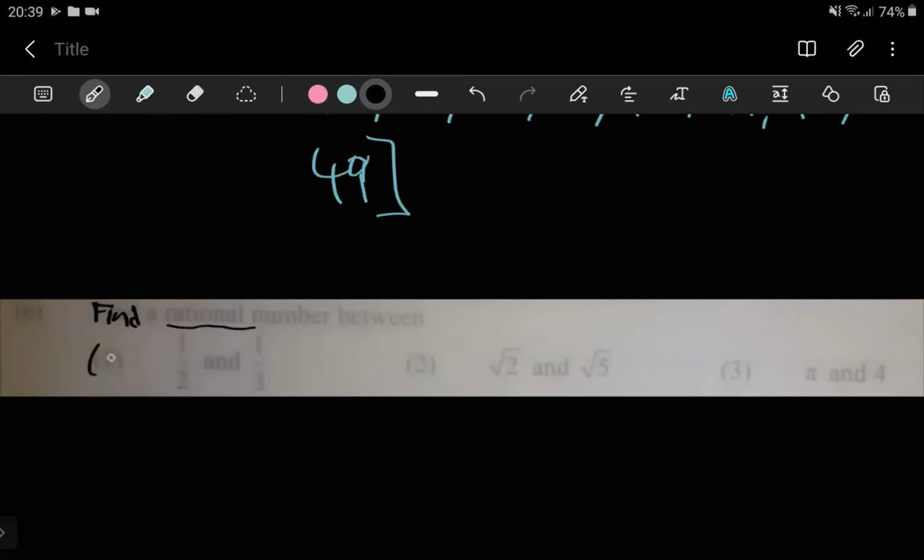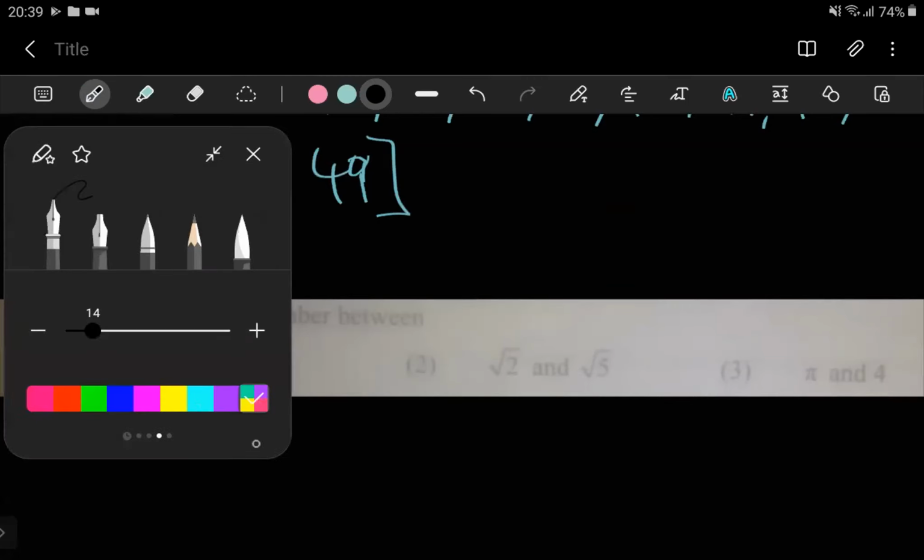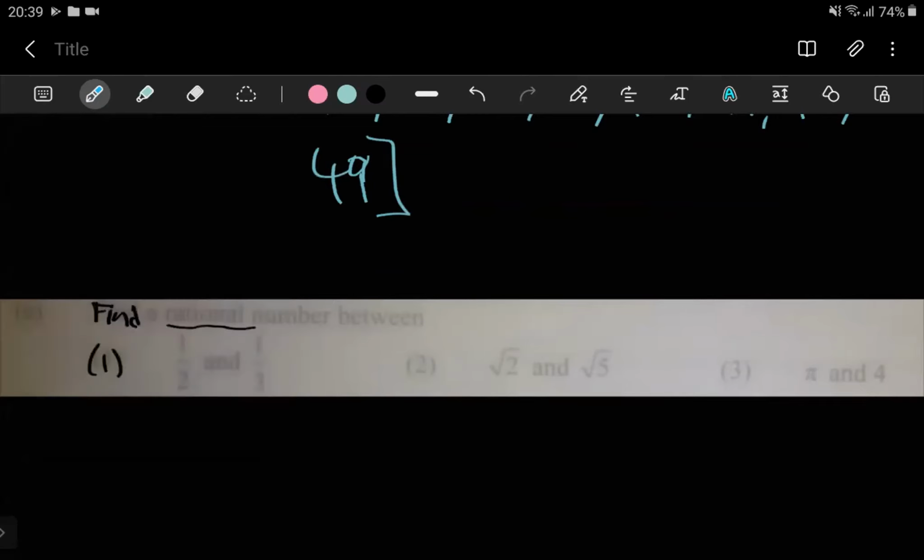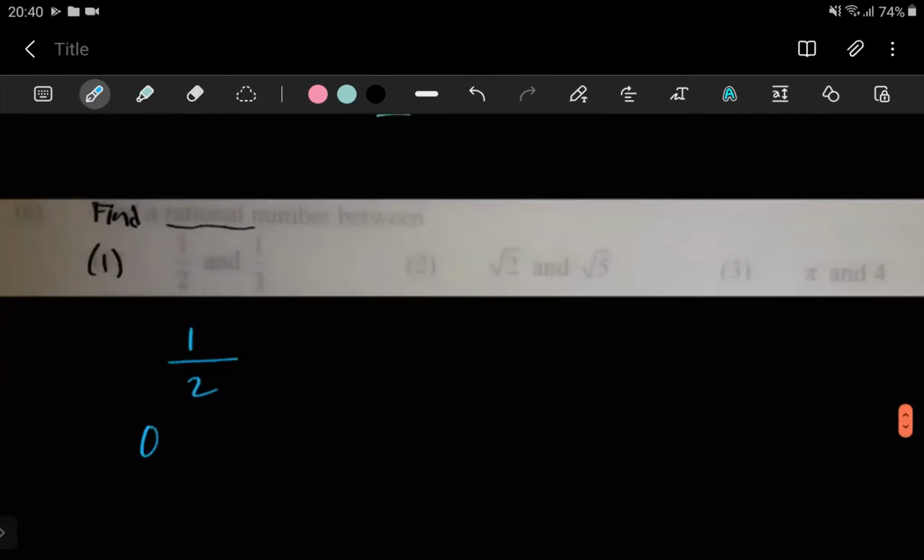So this is the first one. Remember we spoke of rational numbers and we said rational numbers just need to be normal looking numbers. So a half is like 0.5, right? And a third is like 0.33333. But it can be written as a third, so it can be written as a normal looking number. So that's why it's a rational value.